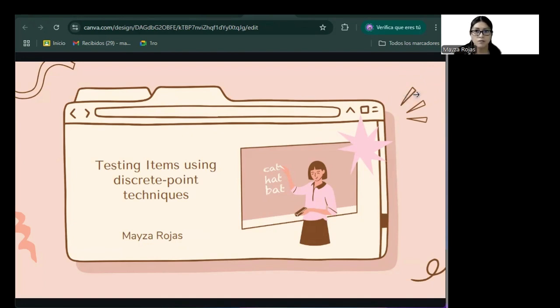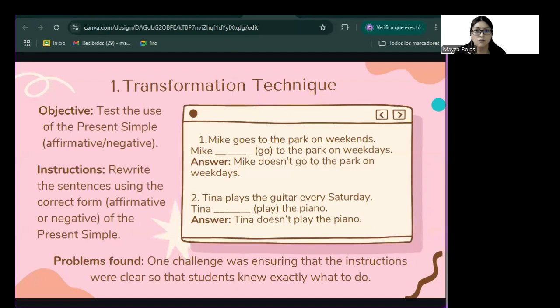Okay, so the first technique is transformation. The objective here is to test the use of the present simple. So it's going to be a sentence like in this example, and in parentheses the verb.